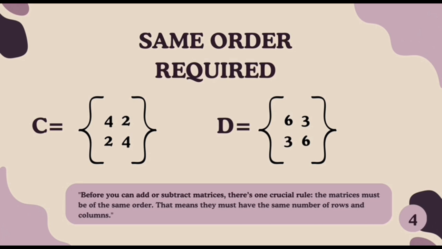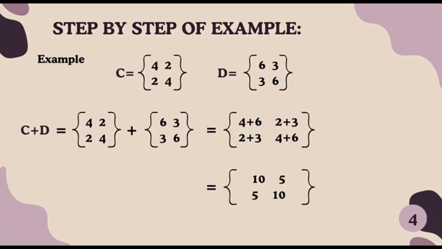Let's try an example. Here are two 2 by 2 matrices. The matrix C and the matrix D can be added or subtracted because both have the same 2 rows and 2 columns. So, in this example, to add these 2 matrices, the first thing we need to do is take the element 4, in the first row and first column of matrix C, and add it to the element 6, in the first row and first column of matrix D, and so on.